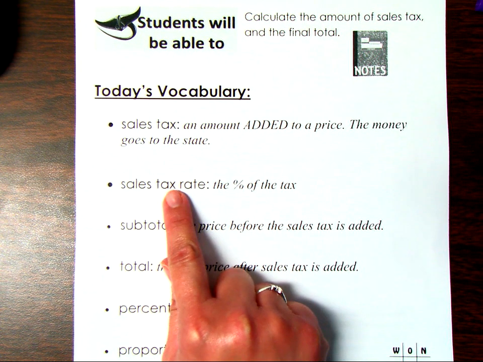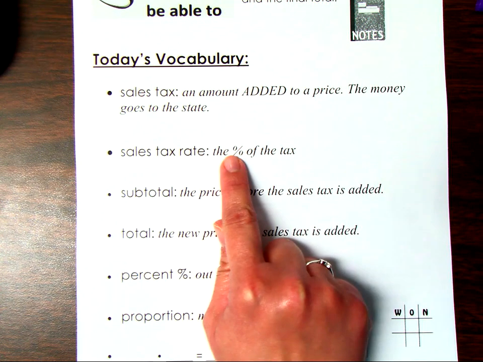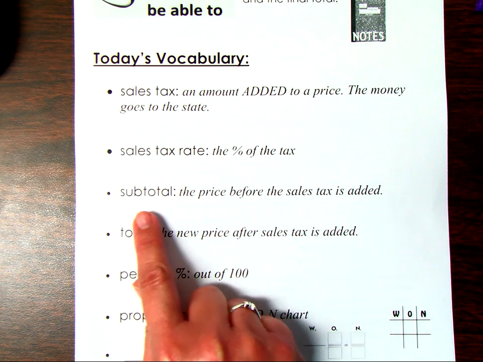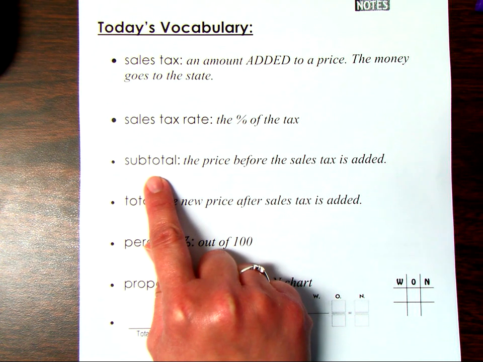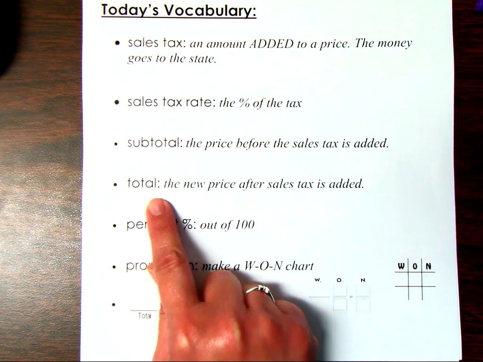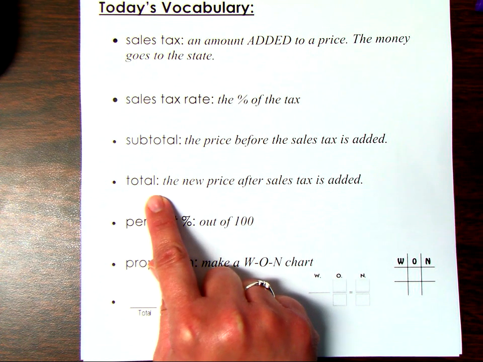So sales tax rate is the percent of the tax. Subtotal is the price before the sales tax is added. The total is the new price after the sales tax is added.